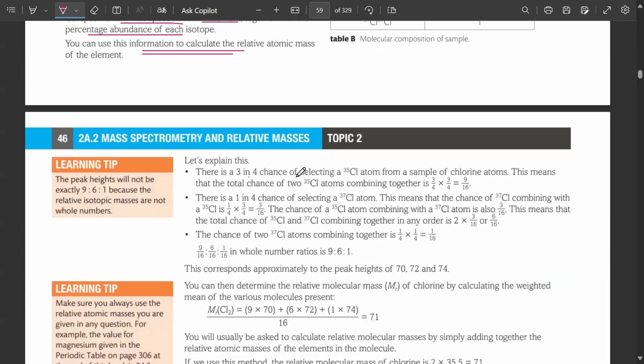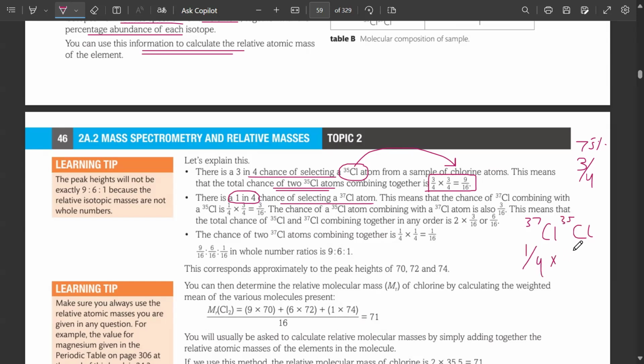So what does it tell us, that there is a 3 in 4 chance of selecting a Cl35 atom from a sample of chlorine atoms, क्योंकि इसका 75% chance है ना, it has a 3/4 chance, and selecting a chlorine 37 has a 1/4 chance. तो अगर आपने chance of 2 chlorine 35 atoms निकालने, so you can do what, 3/4 into 3/4, तो total probability कितनी आई, 9/16. Chance of selecting a Cl37 atom is 1 in 4 because it was 25%. And अगर आपके पास combination है कि what is the chance of getting chlorine 37 and chlorine 35, तो क्या करोगे, 2 × 3/16, it will be 6/16.